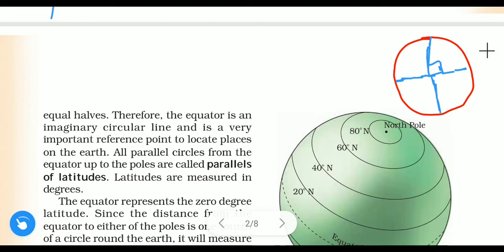Here I have shown a 2D diagram. I have just drawn the circle. Here it is a sphere, a 3D diagram. So just imagine this is your earth. This second imaginary line, this is your equator, and it divides the earth into two equal parts. This is the northern hemisphere, and this is the southern hemisphere. This is your north pole, this is your south pole.